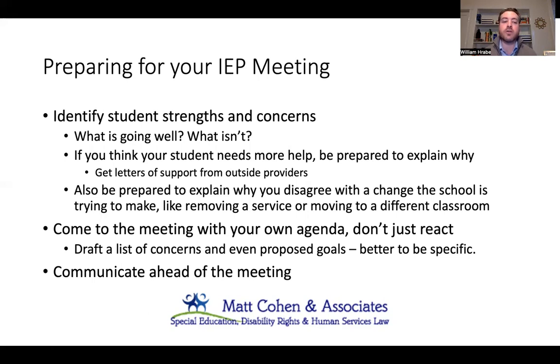We always advise parents, you want to come to a meeting with your own agenda. You're not just there to react to what the school says. You may want to draft a list of concerns or even proposed goals. It's always better to have specific requests. Say to the school, I disagree with this, or I think my student needs that. That's a lot more effective than general statements like, I feel like my kid should be doing better, or you should be doing more to help. Also, if there is disagreement or you have confusion about what to expect, communicate with the school ahead of the meeting. It's almost always better to avoid surprises.